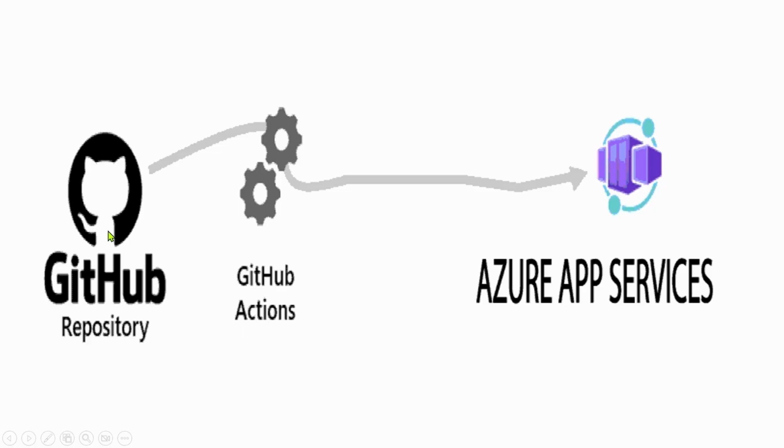This CI/CD image explains the working. When we push the app code to the GitHub repository, the GitHub Actions workflow gets triggered, builds the app, and pushes the published files of the app to Azure App Service. So this way our app will get deployed.